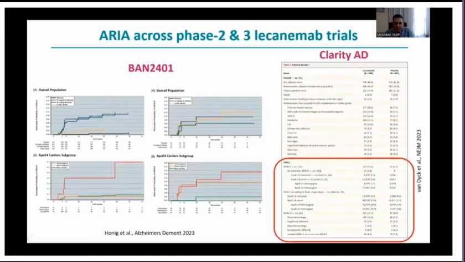This has been seen also in phase 2 and 3 trials of lecanemab. Again, being a carrier of ApoE increases the risk significantly, despite the risk of ARIA being much lower in lecanemab-treated patients compared to aducanumab-treated patients, and this has been seen both in the phase 2 trial as well as in the phase 3 trial.